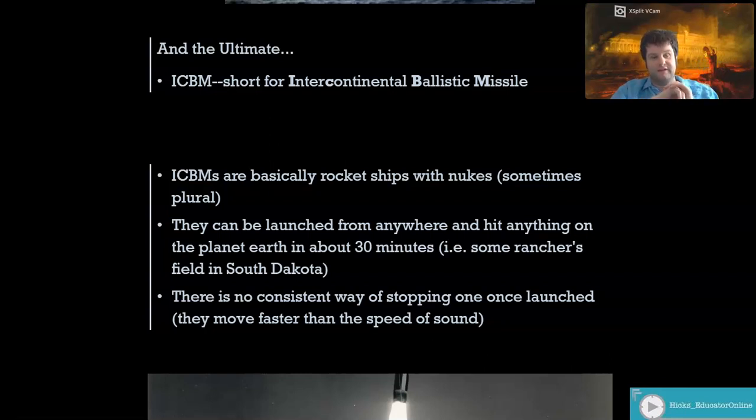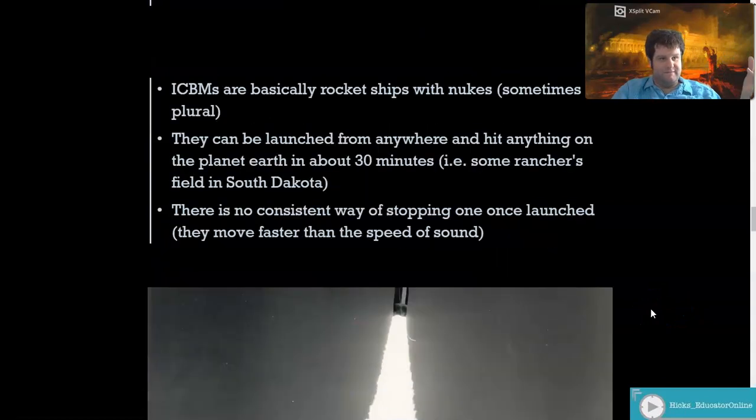The only way to prevent an ICBM launch is to either not trigger the launch or figure out where the nuke is and prevent it from ever launching, both of which are tricky. Because these missiles can be placed anywhere in the world, and they can hit anything in the world in 30 minutes. So, for example, South Dakota used to have nuclear missiles. North Dakota still has nuclear missiles because no one notices these places.